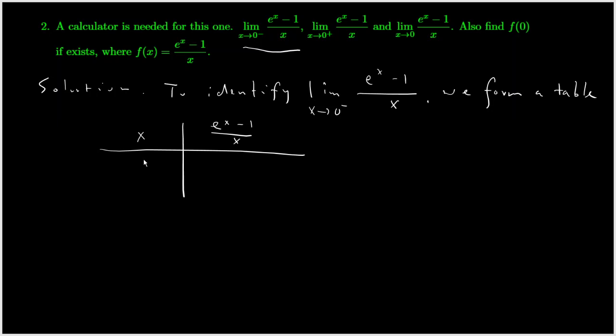Choose some numbers very close to zero. Yeah, the first number is okay. So negative 0.1. So maybe negative 0.01, negative 0.001. The next number, maybe we use negative 0.0001. Again, maybe negative 0.9 is good, but it's not too close to 0.